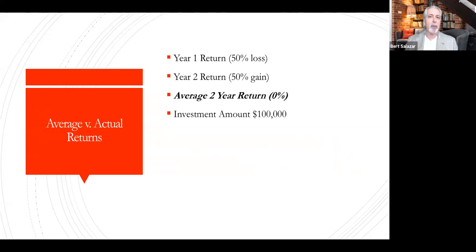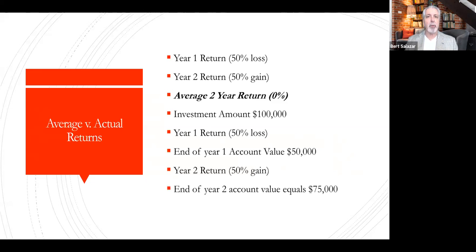So let's go ahead, let's say that we're investing $100,000. So you're investing $100,000 into this portfolio. And again, the first year you had a 50% loss. So therefore, your account value at the end of the first year is going to be $50,000. And then you're going to have a 50% gain.